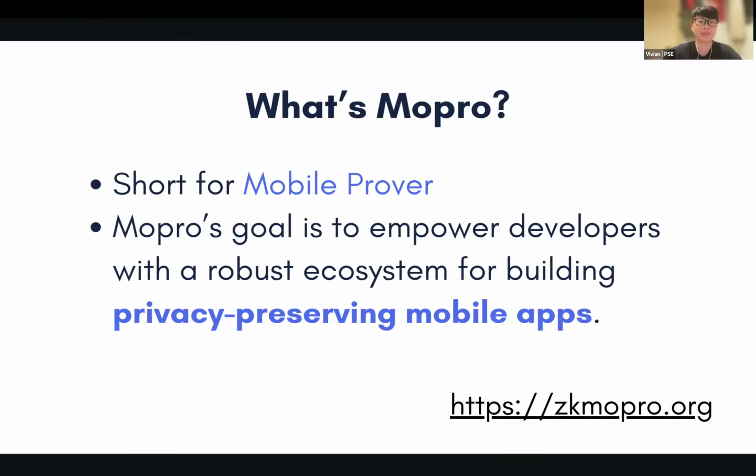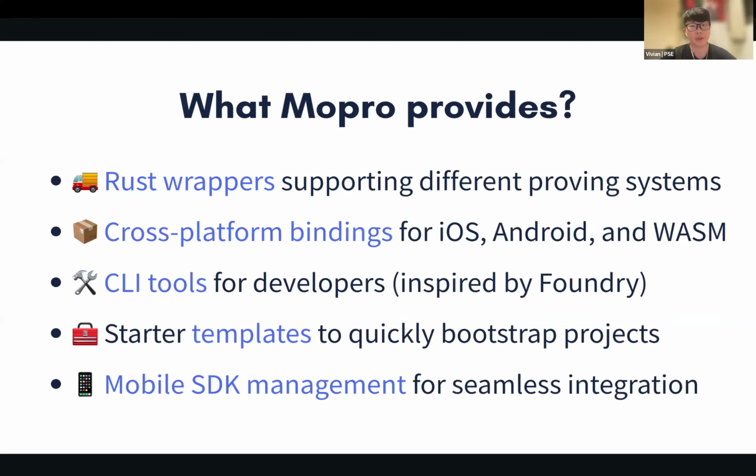So what is MoPro? MoPro is short for Mobile Prover. Our goal is to empower developers with a robust ecosystem for building privacy-preserving mobile apps. So it's not only ZK, but also MPC, FHE, and any other privacy-preserving cryptography protocols. Our documentation is at zkmopro.org.